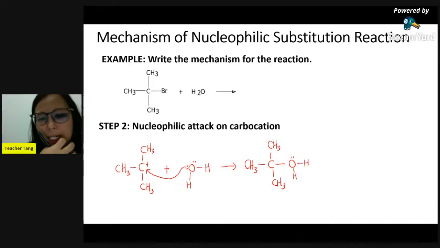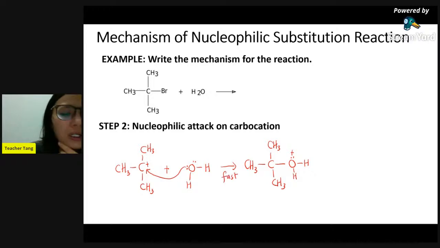Now look at the oxygen. Oxygen has 6 valence electrons, but now 1, 2, 3, 4, 5. So here, positive charge. Okay, so this is step number 2, and this is very fast, relatively faster than step 1. Then after step number 2, we still haven't got the product yet, right?